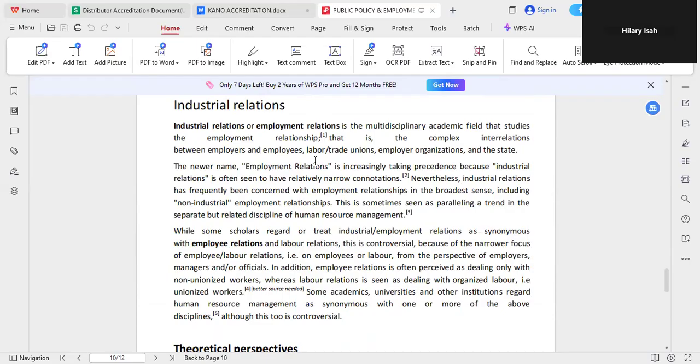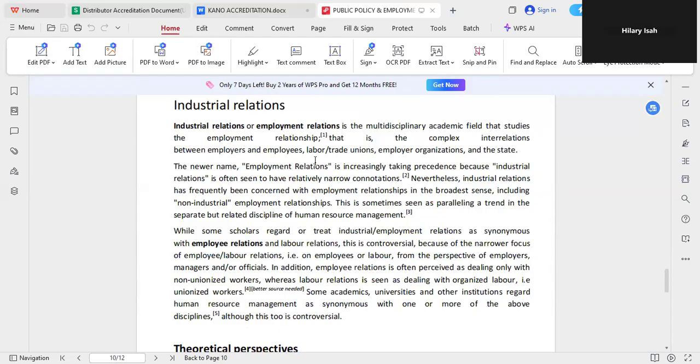Industrial relations or employment relations is an academic field that studies the employment relationship, the complex interrelationship between employees, employers, labor, trade unions, employer organizations, and the state, or what you may want to call the government. So there's a thread that runs through these various organs that we have mentioned: employers, employees, labor and trade unions, employer organizations, and the state.